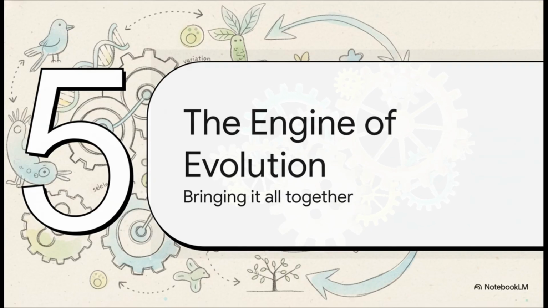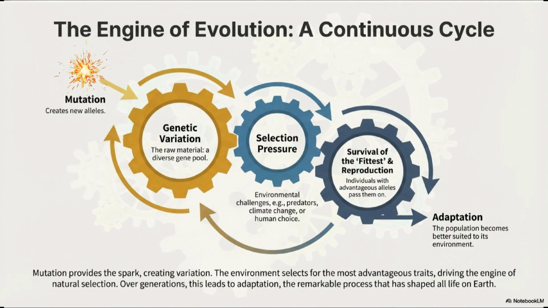Okay, we've covered a lot of ground. So for our final section, let's pull all these pieces together and see how they fit into the big picture, the engine of evolution. And this diagram really says it all. The best way to think about this entire process is like an engine. Mutation, that's the spark. It's what creates brand new genetic variation. That variation is the fuel for the engine. Then the environment applies selection pressure.